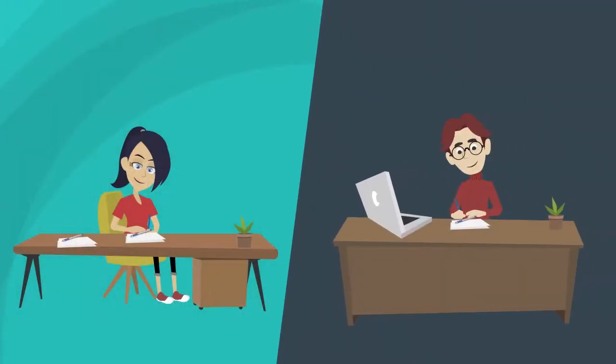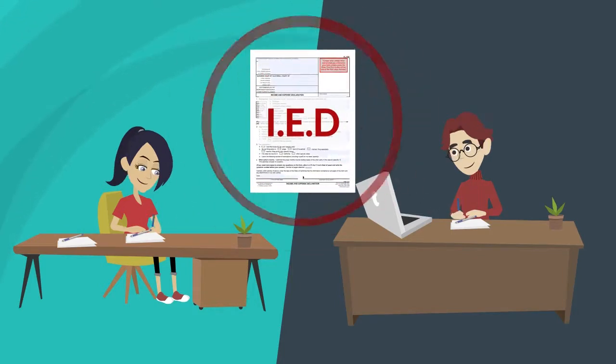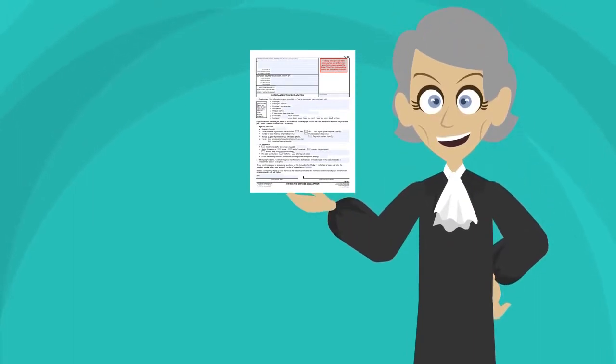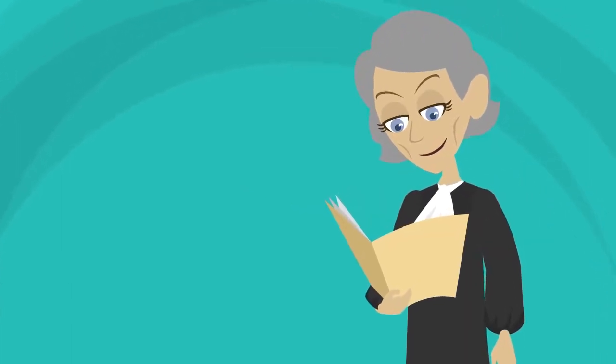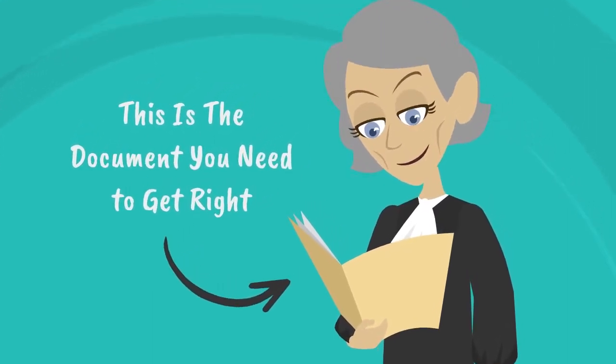In a divorce case, parties file many pleadings, but one of the most important, if not the most important pleading, is the income and expense declaration. Most of the financial issues are going to be decided by the judge using that document. So you really want to get it right. I mean, if any document you want to get right, that's the one you want to get right.